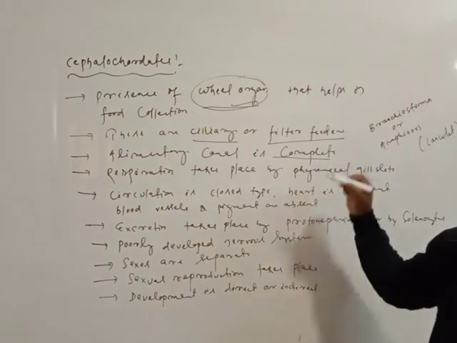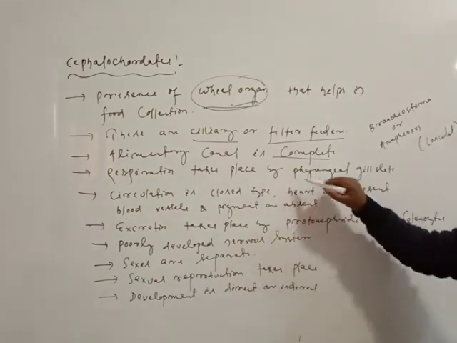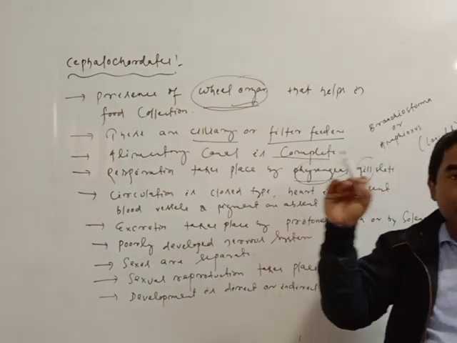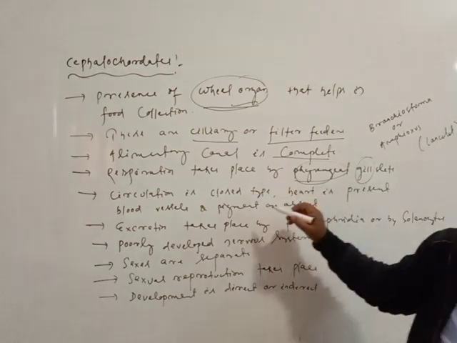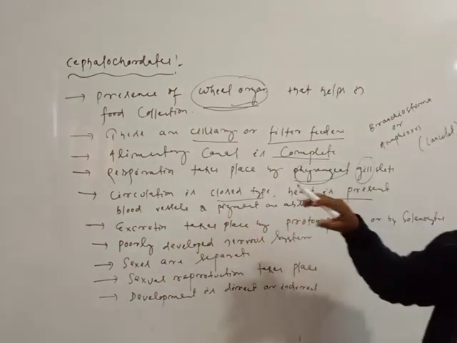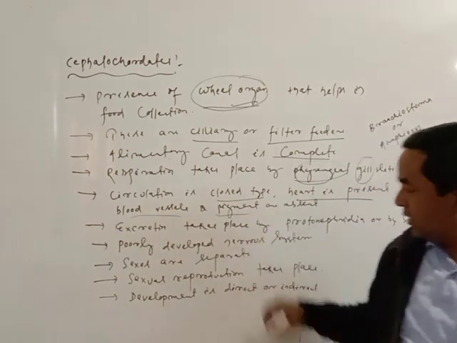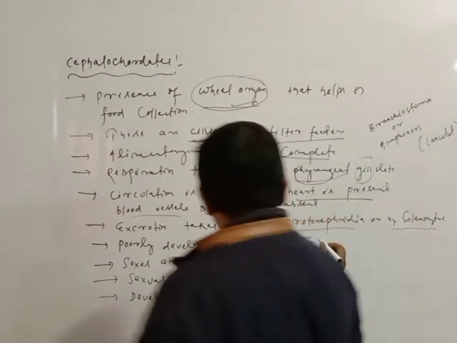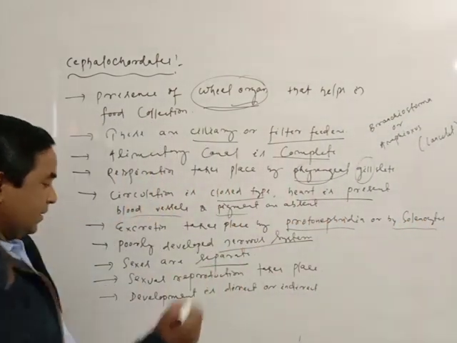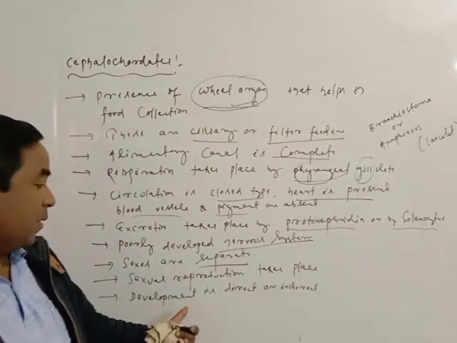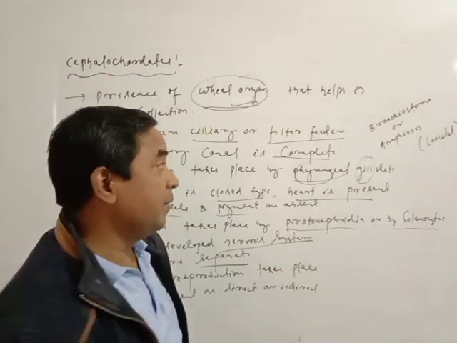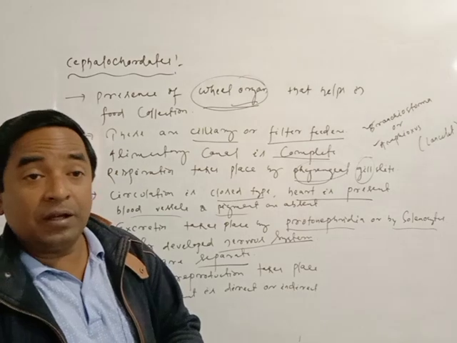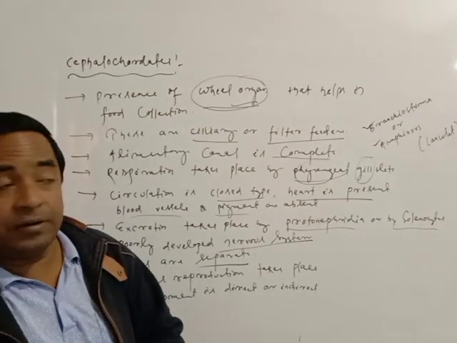Alimentary canal is complete. Now respiration takes place by pharyngeal gill slits. Pharyngeal means pharynx, a gill-like structure having pores. Circulation is closed type. Heart is absent, blood vessels are present and pigments are absent. Excretion takes place by protonephridia or by solenocytes. Nervous system is poorly developed. Sexes are separate. Sexual reproduction takes place where development is either direct or indirect. Its common member includes Branchiostoma or amphioxus, which is also called the lancelet, whose meaning is double-edged knife.